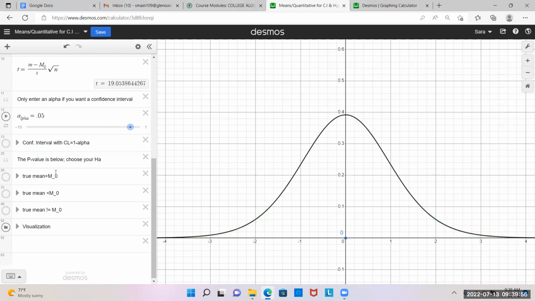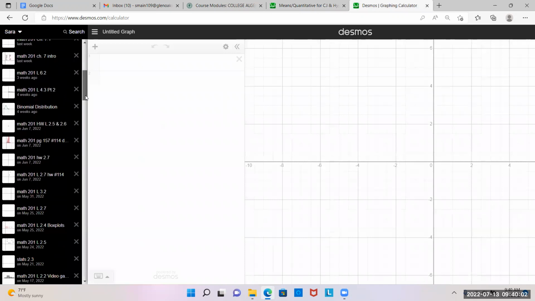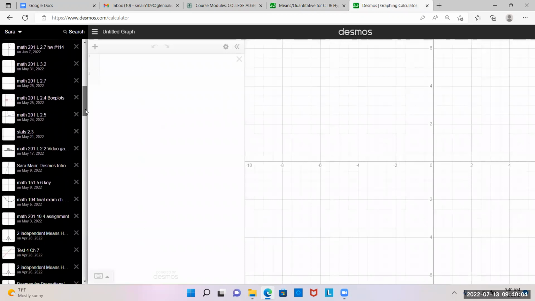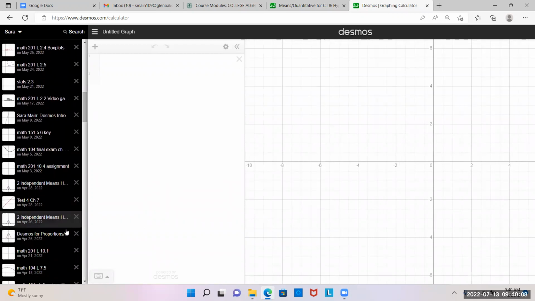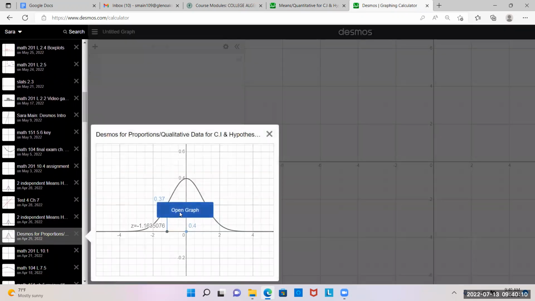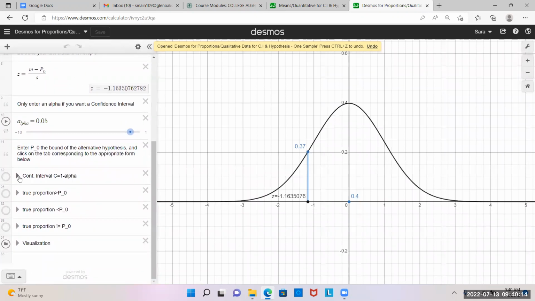Okay, and then we're also going to look at one with this, which is proportions as well. And then again, we're not going to be choosing the confidence interval. We're going to be choosing this is the greater than, this is the less than, and then this is the not equal to. And we're gonna practice this in lesson 9.5.